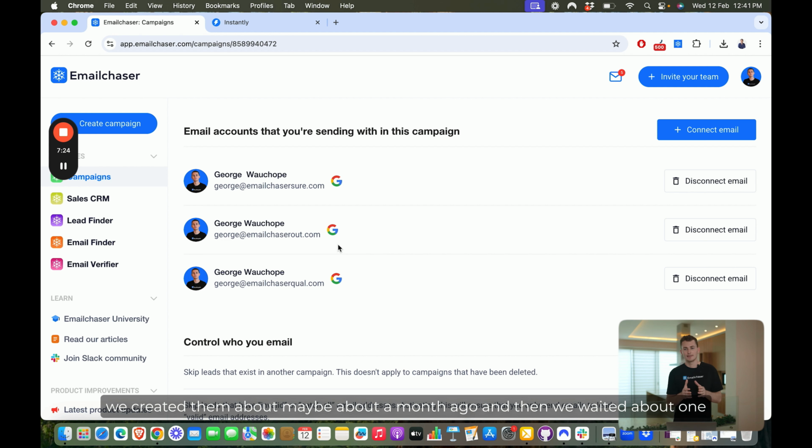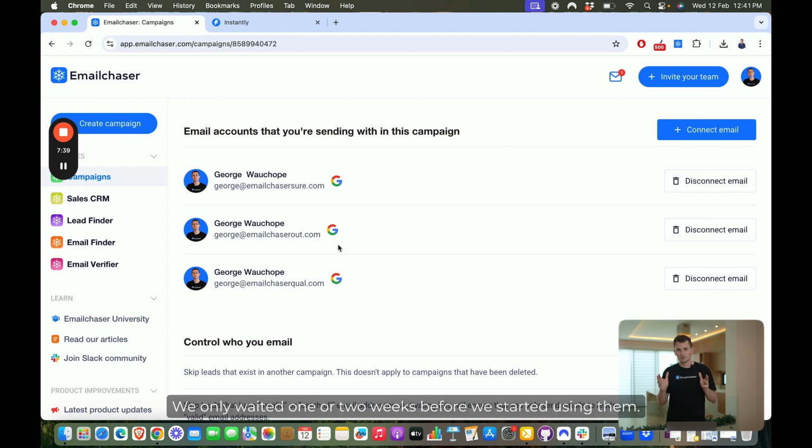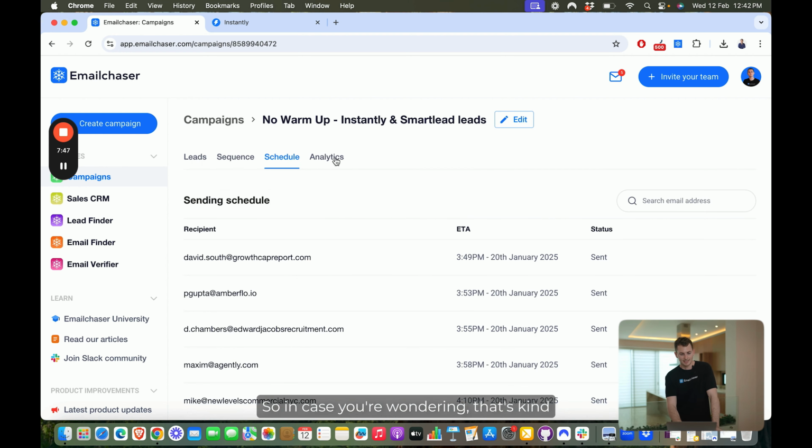By the way, the email accounts we're using in both campaigns, we created maybe about a month ago, and then we waited about 1 to 2 weeks before we started using them in these two test campaigns. All 6 email accounts, because each campaign has 3, are basically brand new. They were set up directly through Google Workspace, with real people, not using resellers. So in case you're wondering, that's how we did it.